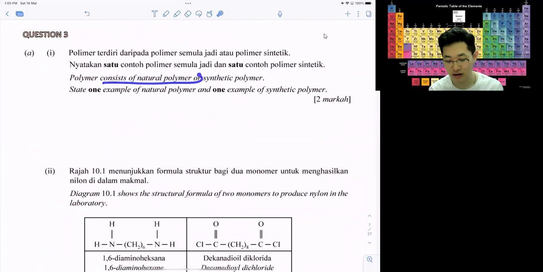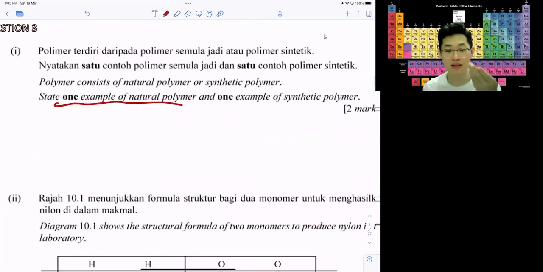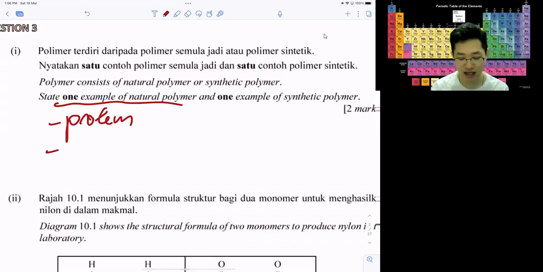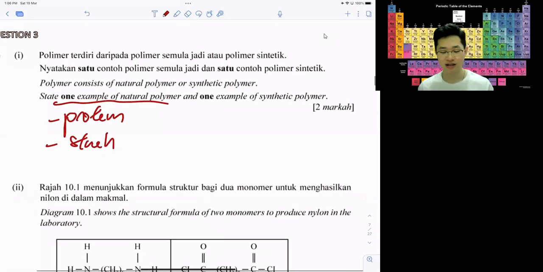Polymer consists of natural polymer and synthetic polymer. Give one example of natural polymer, please. Protein, starch, natural rubber, all can. Natural rubber is of course a natural polymer. One example of synthetic polymer, I've got a lot: PVC, polyethylene. Skip.